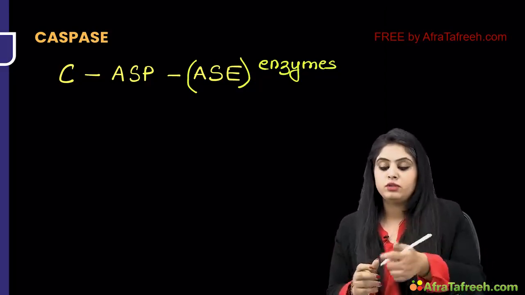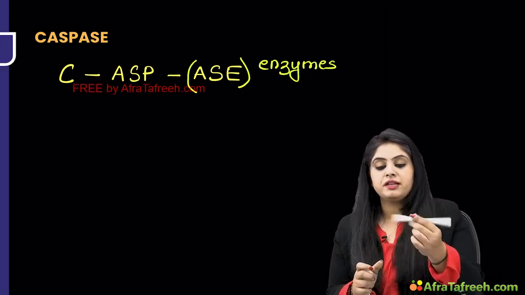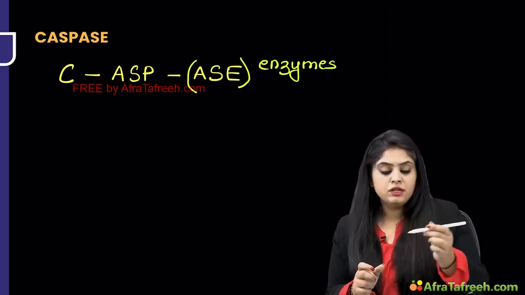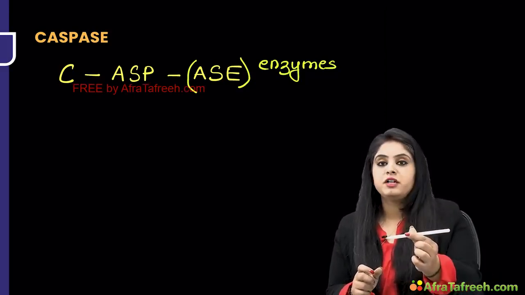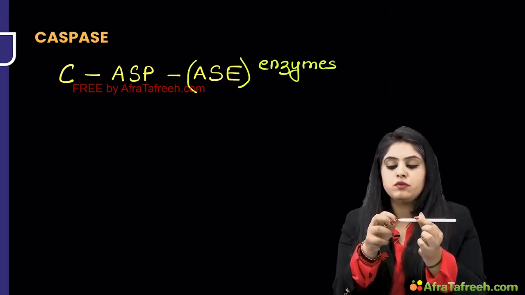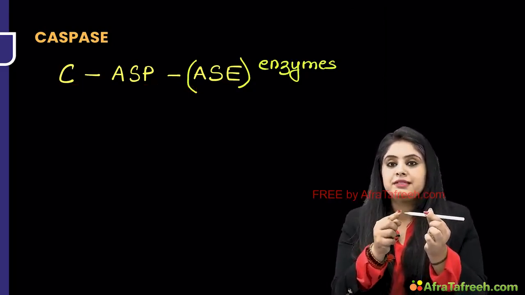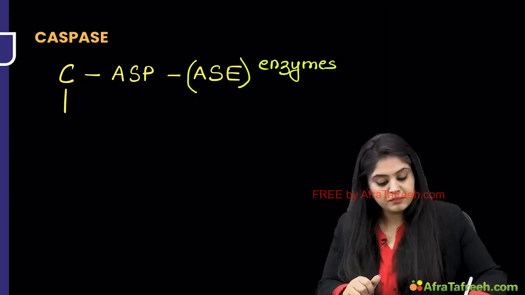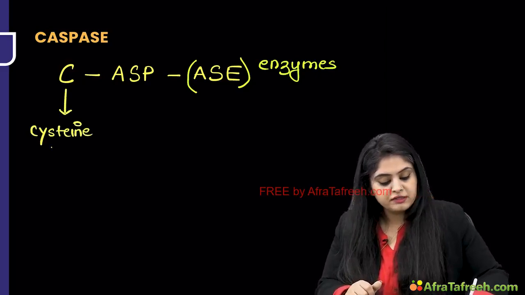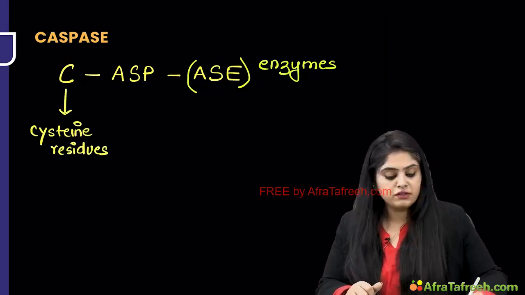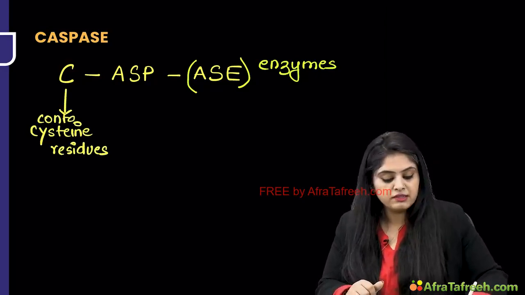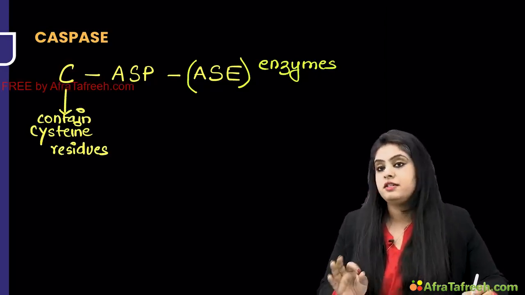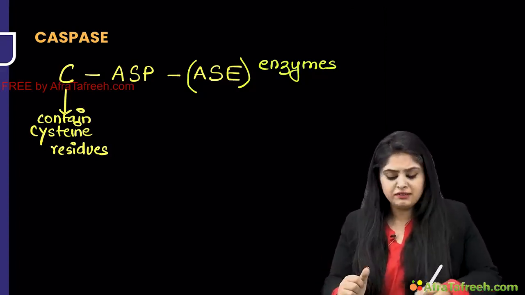If I give you one molecule, for example, if this pencil is a caspase, I ask you, what is this caspase made up of? You'll say there's a tiny little portion over here, and that is C. So what is C? The C in caspase stands for cysteine residues. So please remember, what does caspase contain? Cysteine residues.